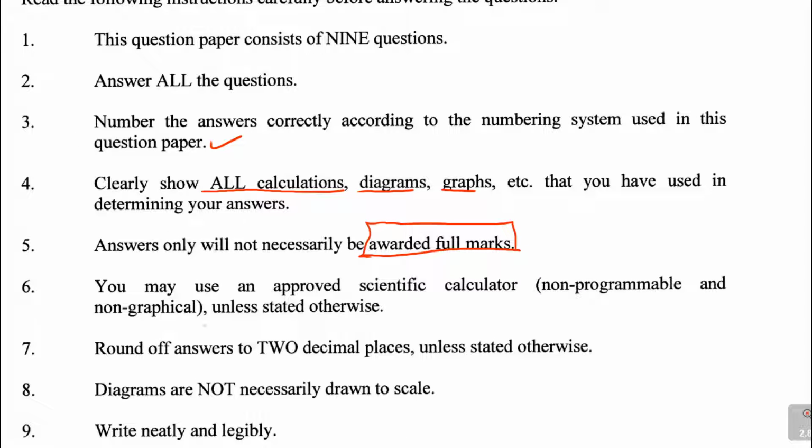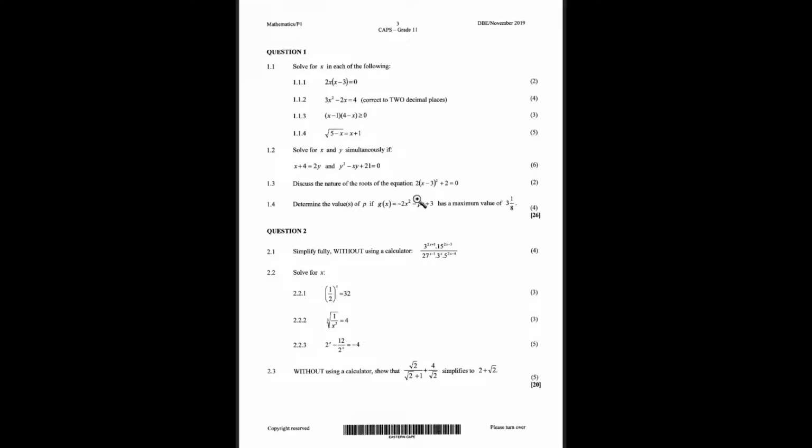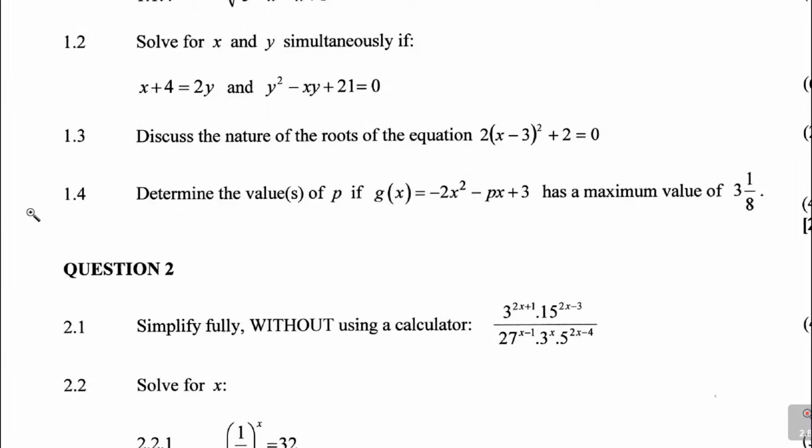Don't forget that. It says you may use an approved scientific calculator. This is where I'm interested. Round off answers to 2 decimal places, unless stated otherwise. So it's 2 decimal places. Diagrams are not drawn to scale. Write neatly and legibly, meaning make your work visible. Alright, so let us look at the first question, question number 1.